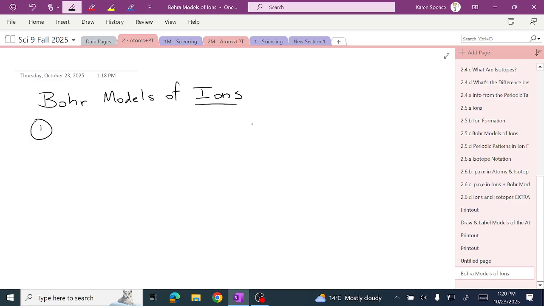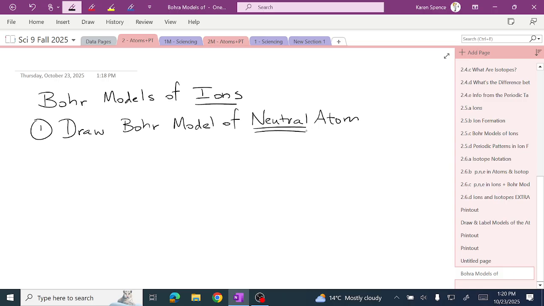So the first thing you're going to do when you're drawing a Bohr model of an ion is draw the Bohr model of a neutral atom. So you're not going to start with the ion. You're not going to start with the ion. You're going to start with the neutral atom.